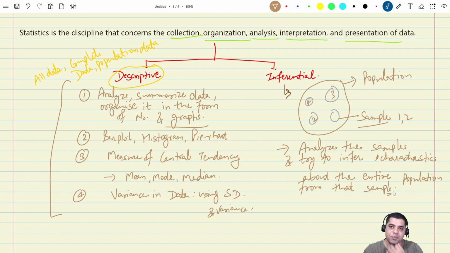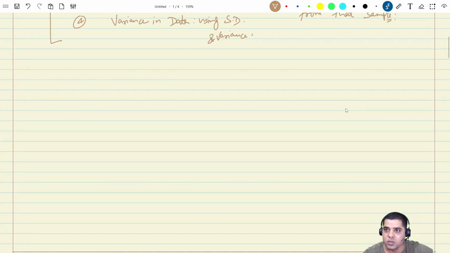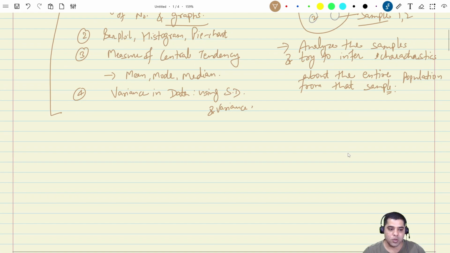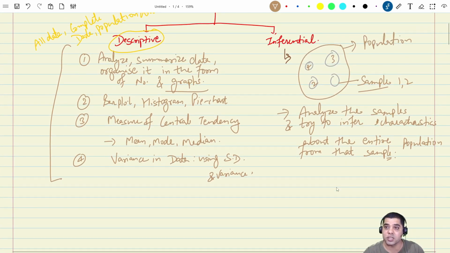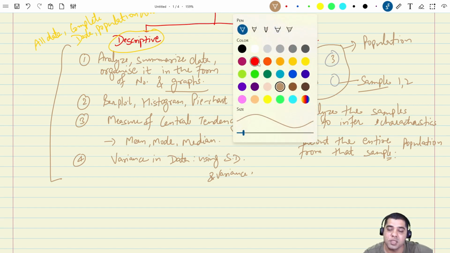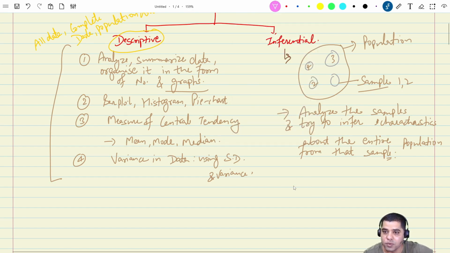So for example, let's take an example: recently in India, elections have taken place in around 4 to 5 states. Today is 2nd December, and on 3rd December we will be getting the results from the Election Commission. But before that, most of the TV channels are trying to do exit polls. So a very good example of inferential statistics is exit polls by media houses.